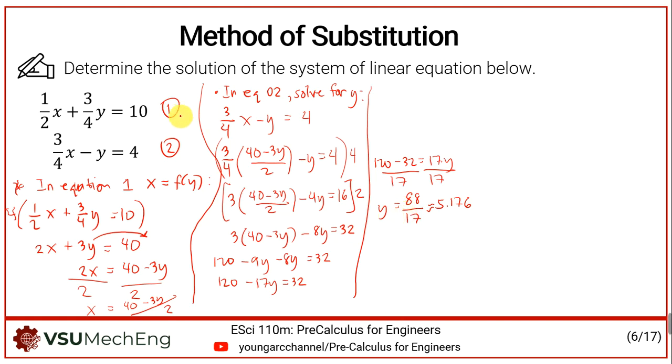Now to solve for x, I am going to use the value of y and substitute it into either equation 1 or equation 2, or this equation right here, wherein I already have an explicit equation for x in terms of y. So solving for x, I have the equation x is equal to (40 minus 3y) over 2. This one is much easier since this equation is already in an explicit form of x in terms of y.